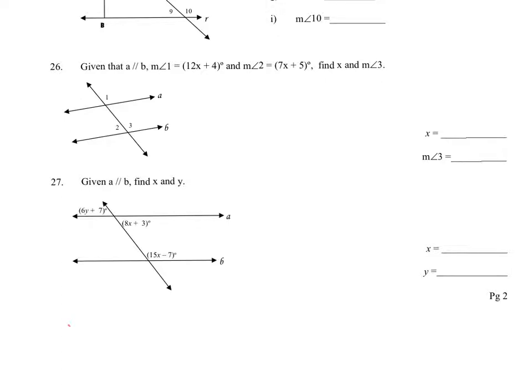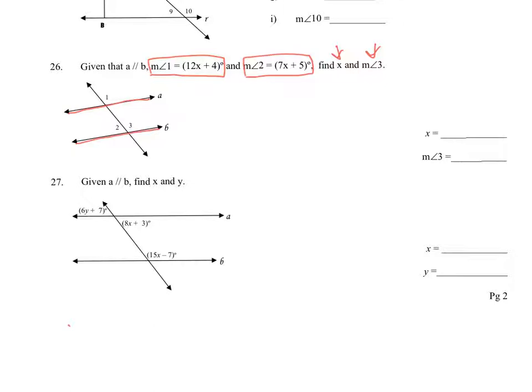All right, in problem 26, we are told that line A is parallel to line B. We are given an algebraic expression to represent the measure of angle 1 as well as angle 2. And we are asked to find two things: to find x and also the measure of angle 3.